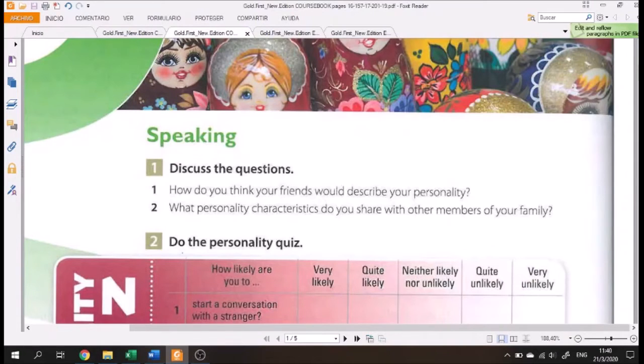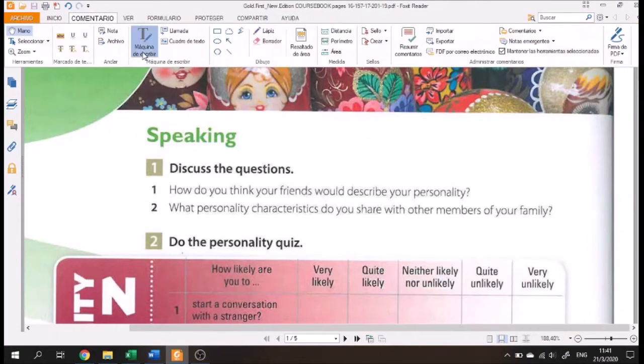And what about the second question, guys? What personality characteristics do you share with other members of your family? Well, I think my father and I are quite alike. I affirm that I take after my father.